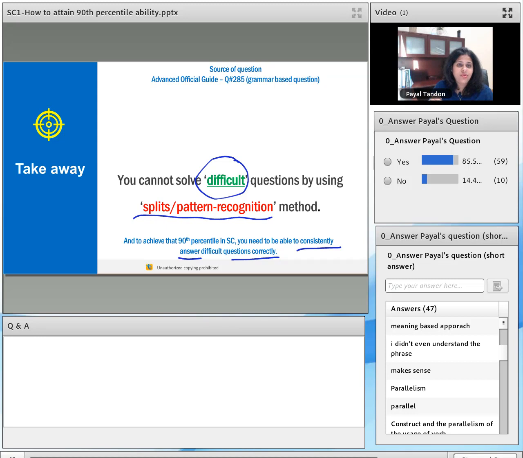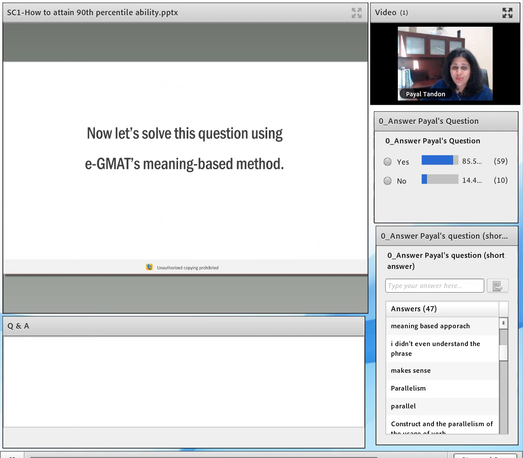For hard questions, you need to be able to solve at least 60%. Again, at least is the word that I want you to focus on. At least 60% of difficult questions correctly. Okay, which means that's almost a consistent pace of answering questions correctly, which means you need to have a solid process. Okay, and the process that works over here for difficult questions is the e-GMAT meaning-based method. And I want you to understand this is the e-GMAT meaning-based method.